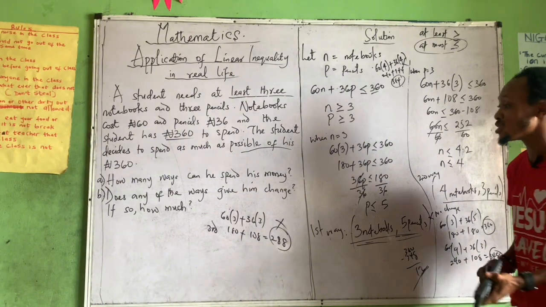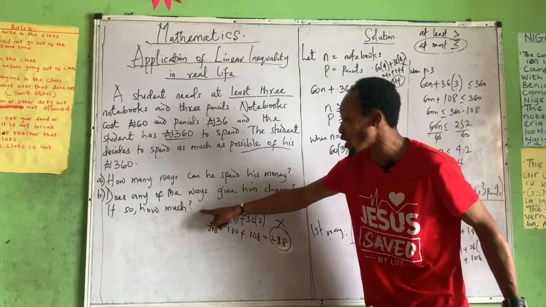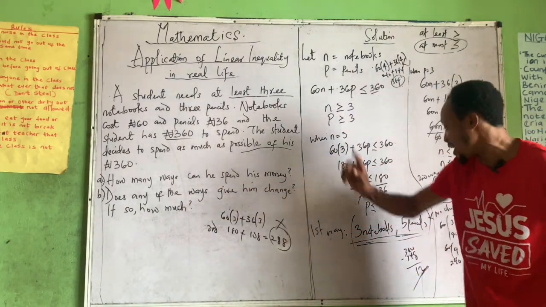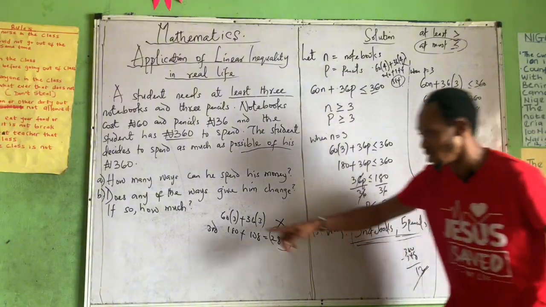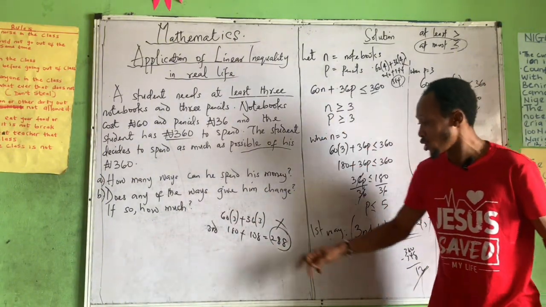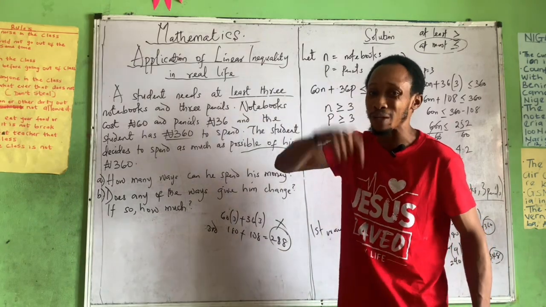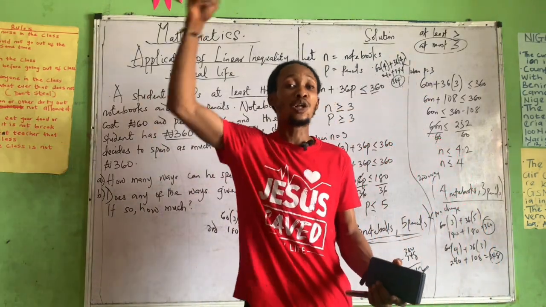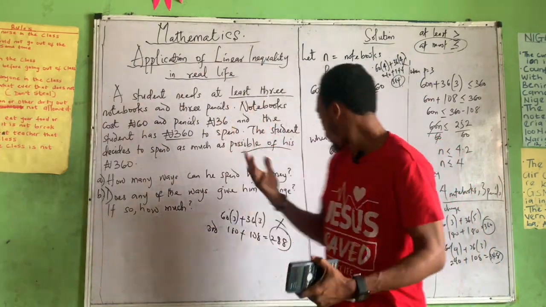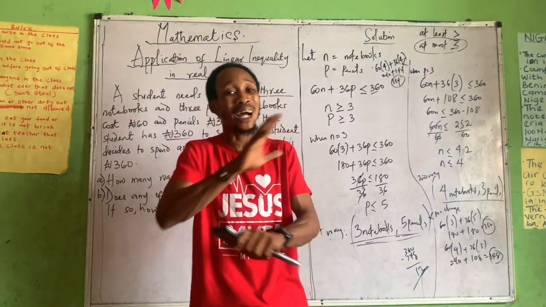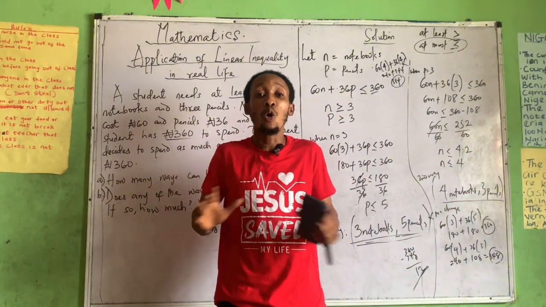So he's going to receive 12 naira as change if he goes for the second way, because they say, does any of the ways give him change? Yes, the second way gives him change. How much? The amount will be 12 naira. But he's going to go with the first way by buying 3 notebooks and 5 books. He's not going to receive any change, because that is the only amount he has.